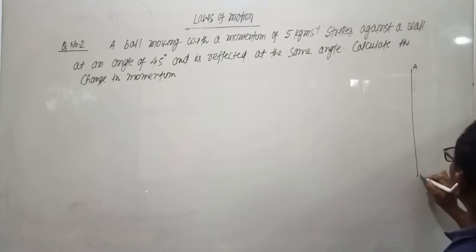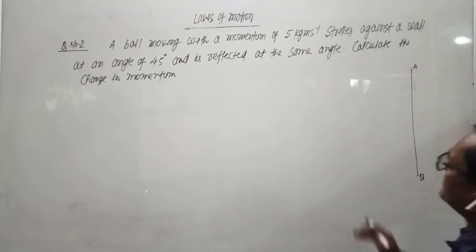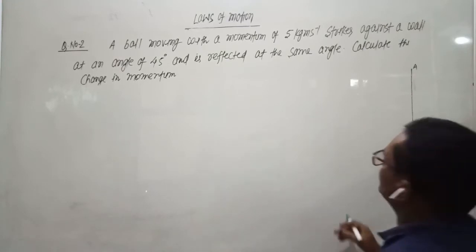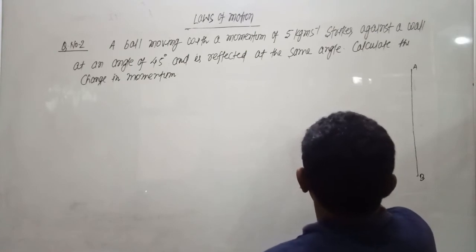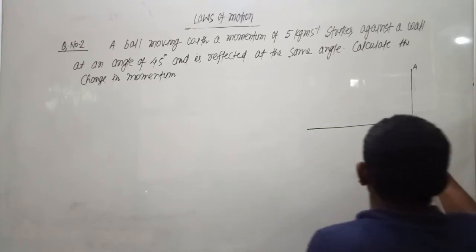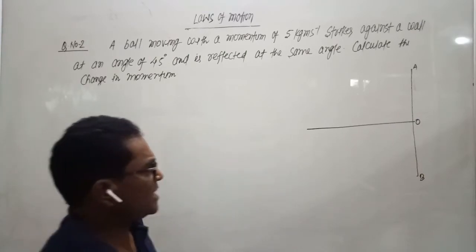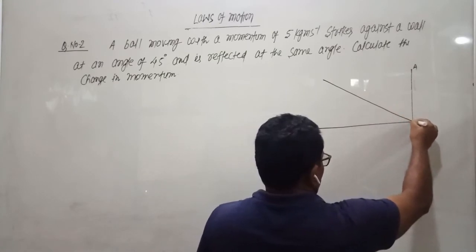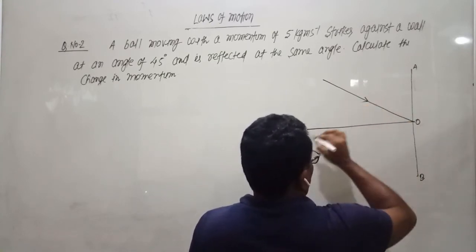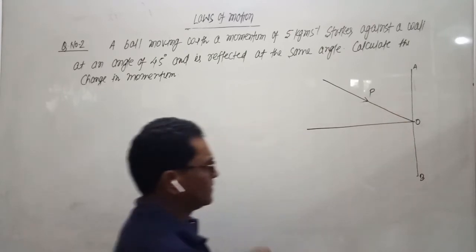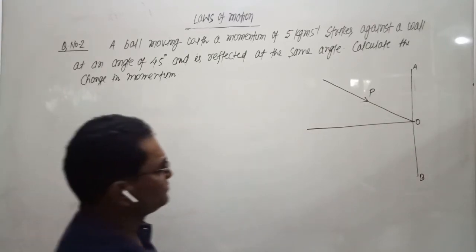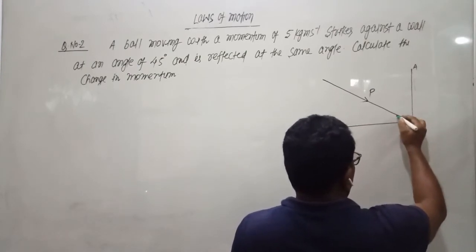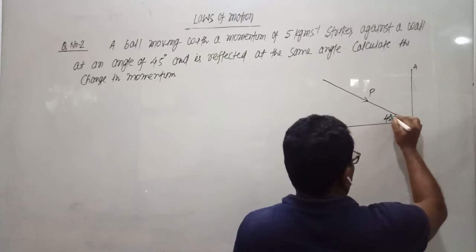So let AB be the ball, and the ball strikes the wall at an angle of 45 degrees. Suppose this is the horizontal, this is the point O, and the ball strikes the wall at point O, and its momentum is P.